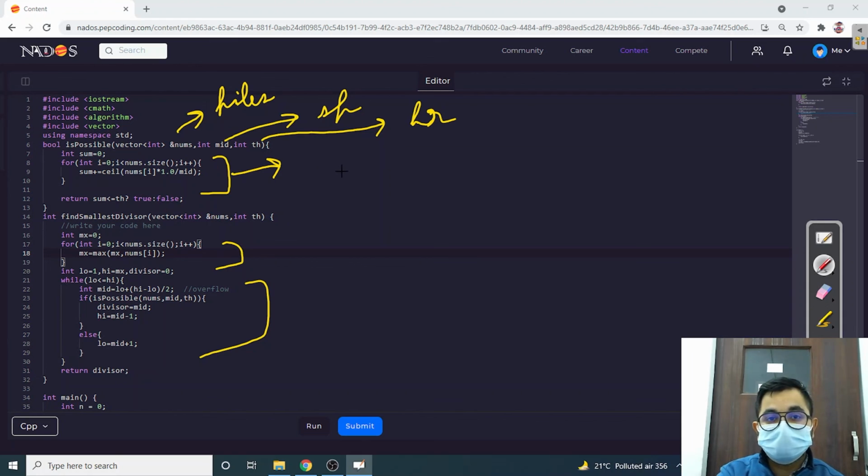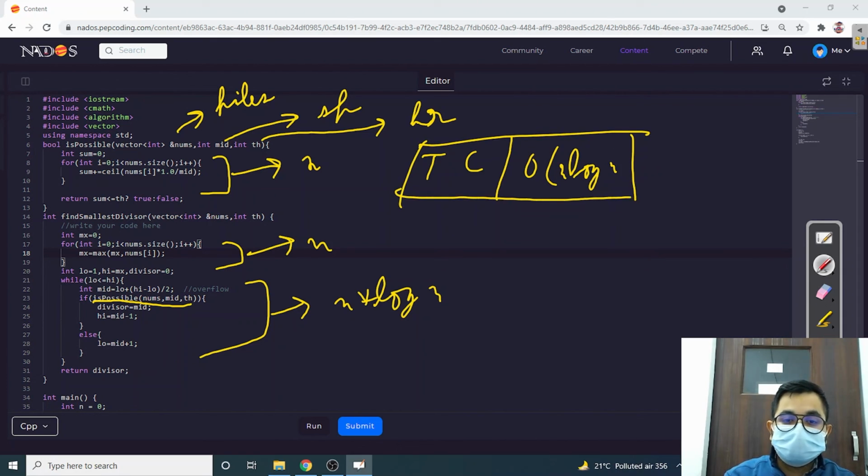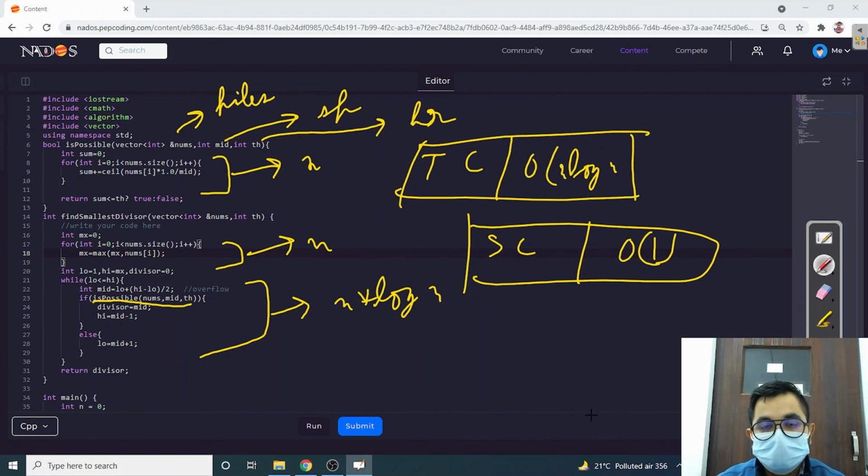And like in the last question, our time complexity is going to be n log n. I'm doing n times work here, n times work here, and n log n time work here because the while loop is going to run in log n, and it is calling a function which runs in n. So overall time complexity is going to be O of n log n. I haven't used any extra space, so space complexity is constant, O of 1, and that's it. This is entirely the same solution that was for the Koko eating bananas.